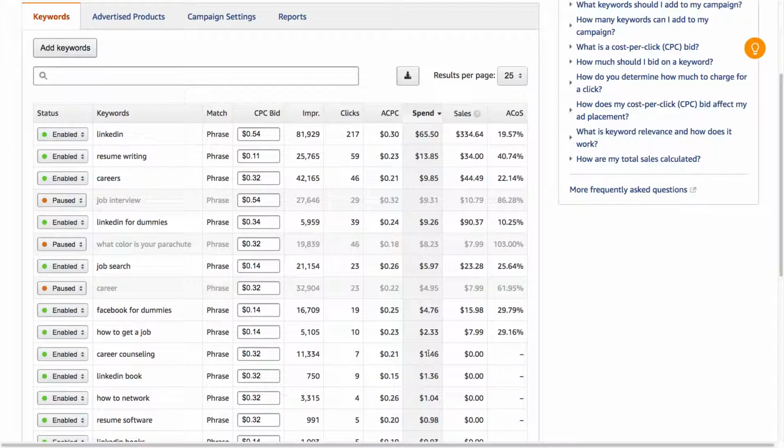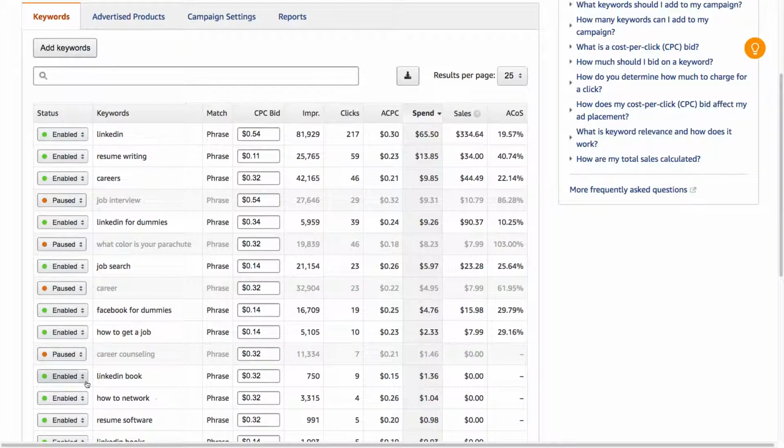Sometimes I've had campaigns where I've spent $20 or $30 on some keyword or some campaign that's not generating any sales at all. So in this case, if AMS has delivered 11,000 impressions, I've only gotten 7 clicks and no sales, and I'm paying for those clicks, it might be time to turn it off. So one thing I could do is, if I think it's a really promising keyword, I could just lower this amount, but I think I'm just going to pause that one.